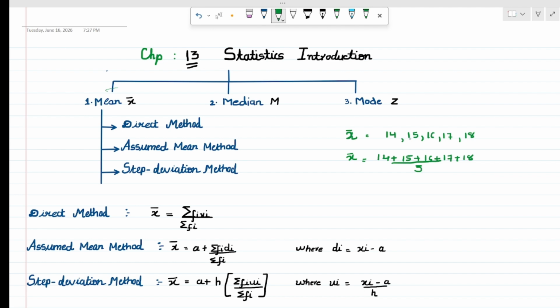But this is only for small scale. If your numbers are on a large scale and your data is ungrouped, we are going to use three methods called the direct method, assumed mean method, and step deviation method.